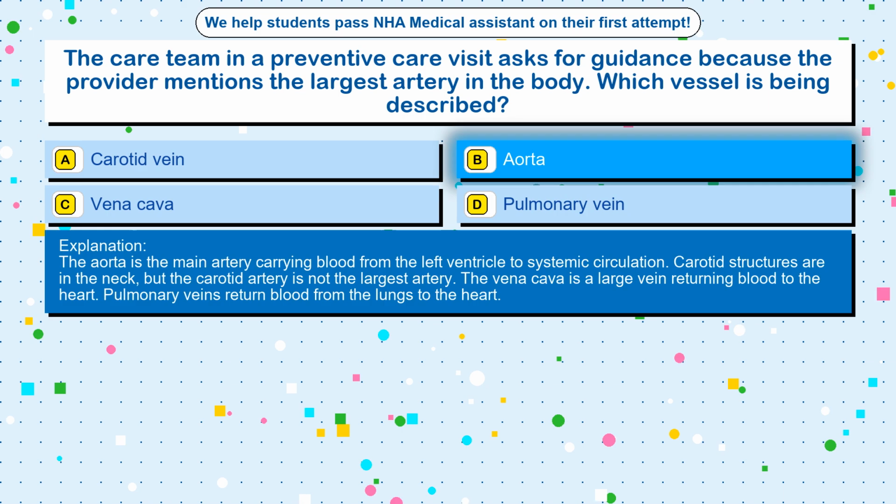The aorta is the main artery carrying blood from the left ventricle to systemic circulation. Carotid structures are in the neck, but the carotid artery is not the largest artery. The vena cava is a large vein returning blood to the heart. Pulmonary veins return blood from the lungs to the heart.